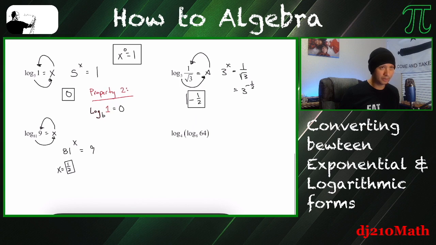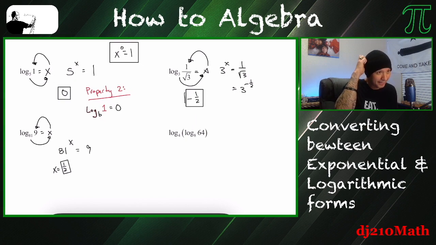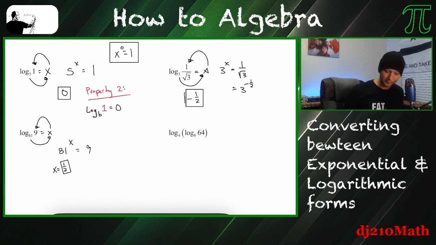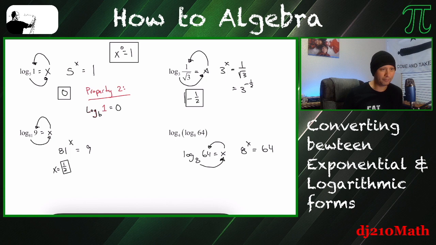The last one's always a doozy, isn't it though? Okay, so we have a log inside of a log. The best suggestion is to work inside out. You may watch other videos where they say something else, but right now you tuned into me, and I always go inside out. Looking at the inside, 8 raised to something equals 64. So x has to equal 2.